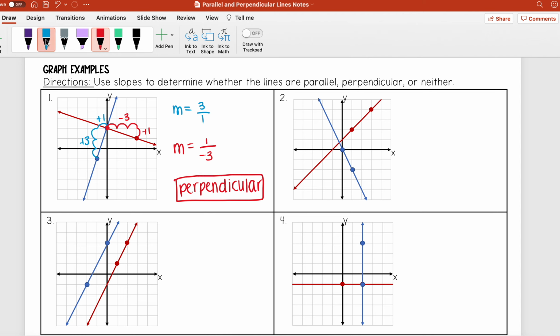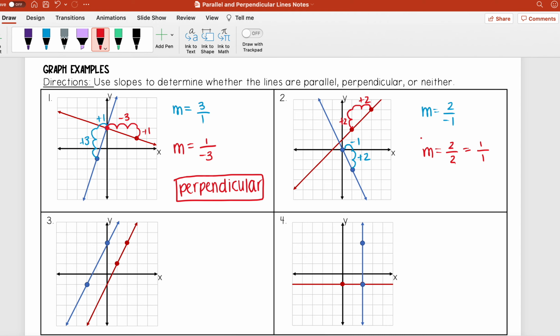Okay, let's try this next one. So I'm going to start with finding the slope of my blue line. And so to get from this point to this point, I rise 2. And then I go left 1. Now to find the slope of my red line, I see I go up 1, 2. And then I go to the right 1, 2. Which if I simplify that, that's really the same thing as 1 over 1, which is just equal to 1.